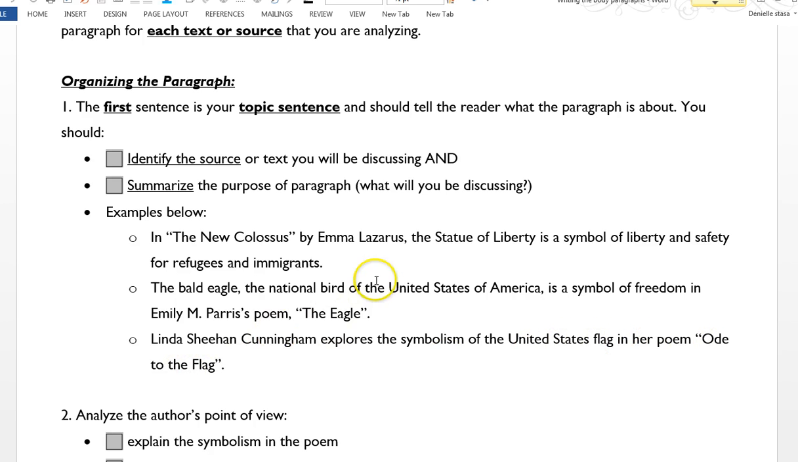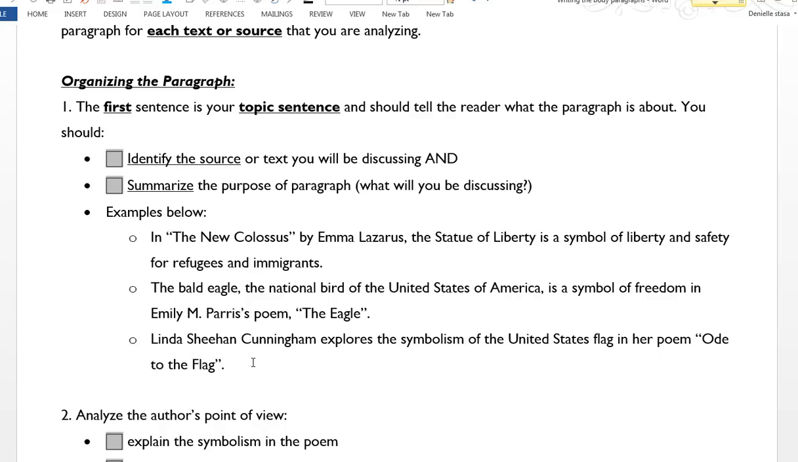Each of these has a slightly different order to it. In the first one, I start by giving the title of the poem and the author, then the symbol in the poem, and then what it symbolizes. In the second example, I give the symbol in the poem, the bald eagle, what it symbolizes, and then the author and title of the poem. In the third one, I give the author first, then what the object is, the symbolism, and then the title of the poem. You can do it any of these ways.